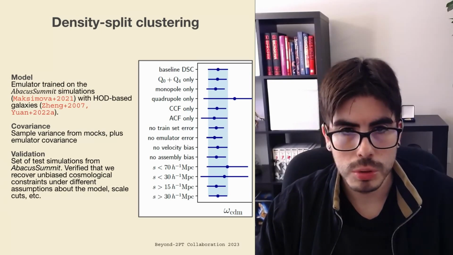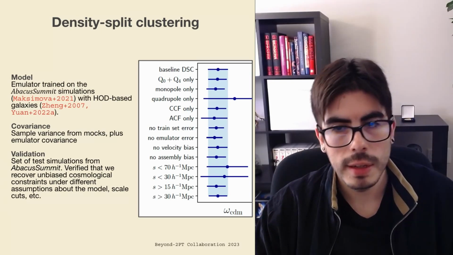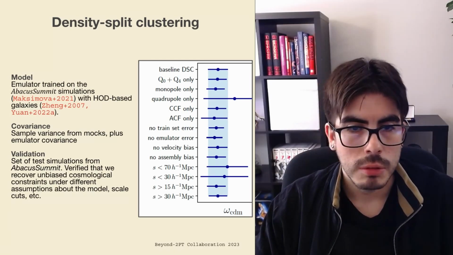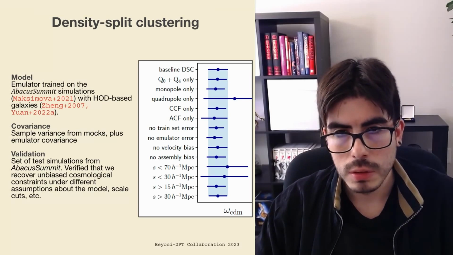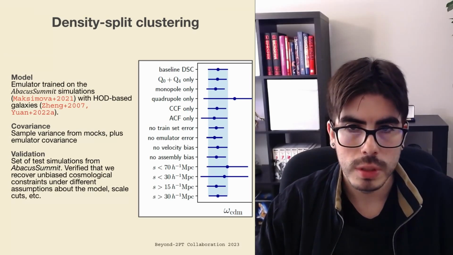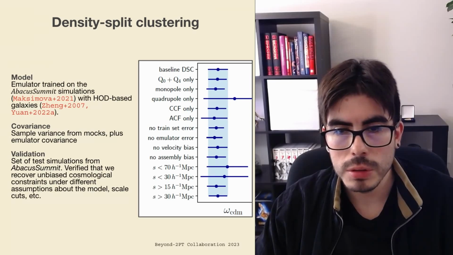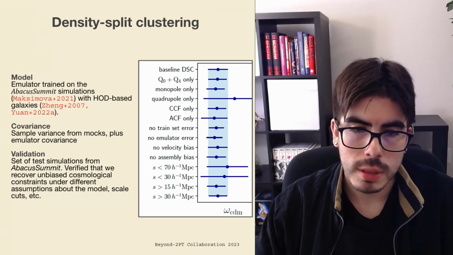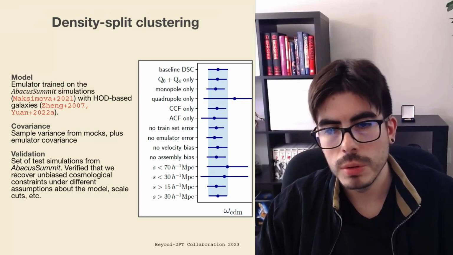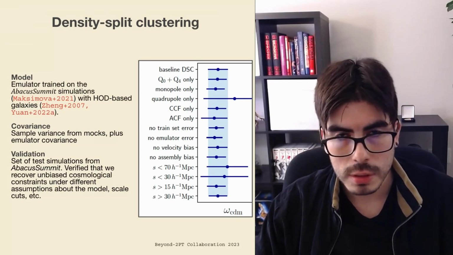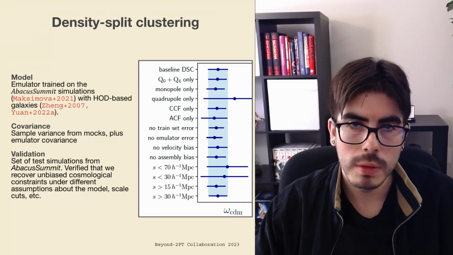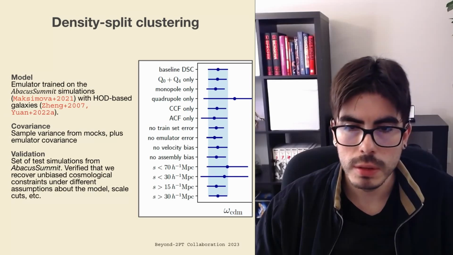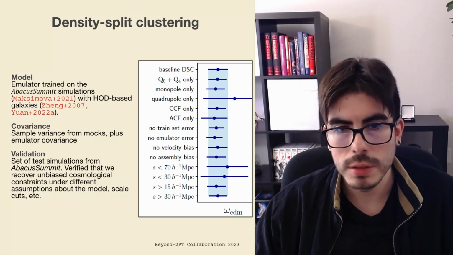Among the things we tried, we adopted different scale cuts. We tried removing parts of the data vector, restricting some of the flexibilities of the HOD model, such as turning off the assembly bias and the velocity bias parameters. But overall, we found that the resulting cosmological constraints under all these different setups were consistent with each other within 1 sigma or better, which gave us confidence that our analysis was ready to be submitted to the organizers of the challenge.